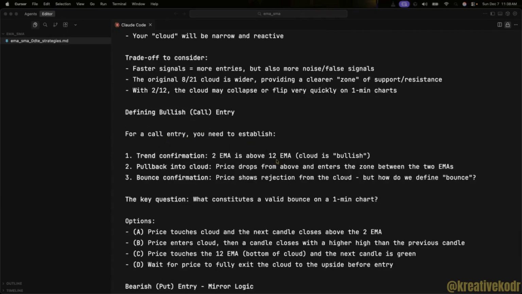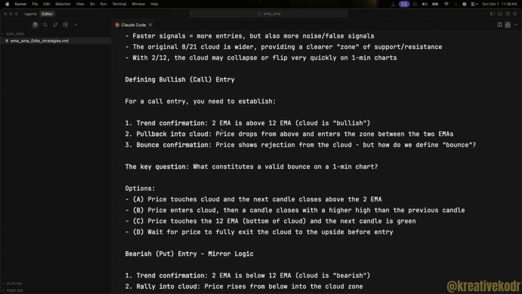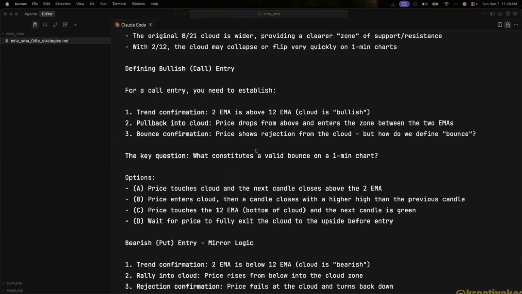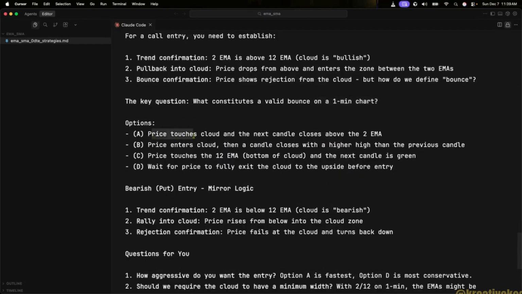For the call entry, you will need to establish the trend confirmation. Is the 2 EMA above the 12 EMA? The cloud is bullish. Then the pullback into the cloud: the price drops from above and enters the cloud zone between the 2 EMAs. Then the bounce confirmation: the price shows rejection from the cloud. But how do we define the bounce? The key question: what constitutes a valid bounce on a 1 minute chart? The price touches the cloud and then the next candle closes above the 2 EMA. We have options to select from, right?